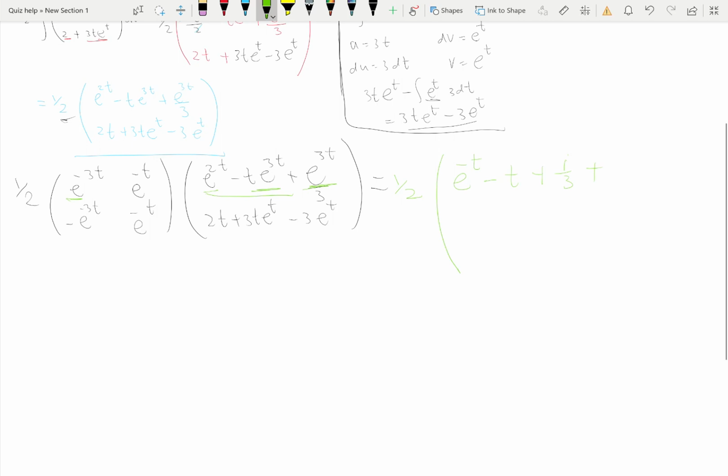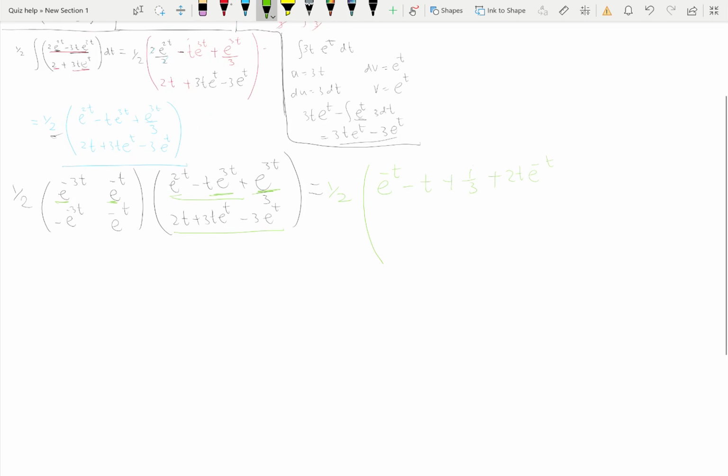Plus, now don't forget, you have to multiply e to the negative t and this all. So e to the negative t times 2t is 2t e to the negative t. See, it's long, hopefully it simplifies out. 3t times e to the t is just 3t, e to the negative t and e to the t is e to the 0. Here minus 3, so minus 3 from here.